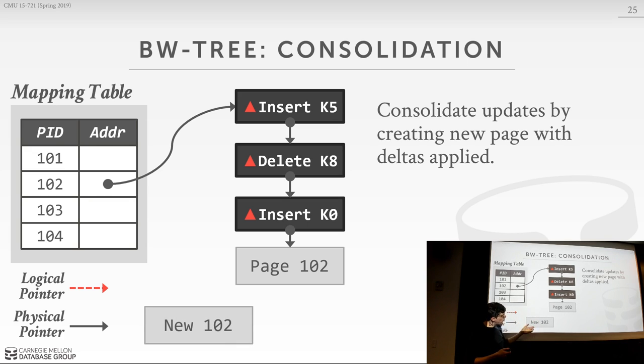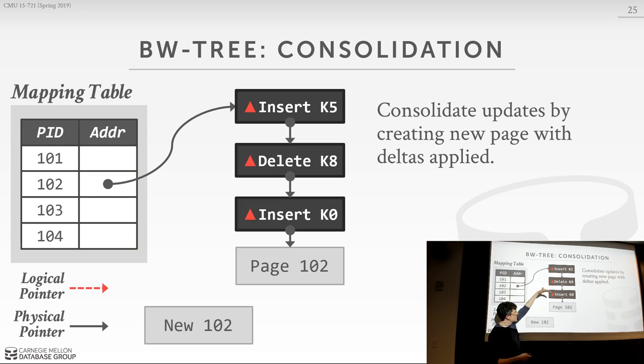So the very first thing you do is just copy the original base page into a new page, right? And then you apply the delta records in reverse order. So I'll first do the insert, and then delete, and then the insert up there. Let me take a guess why you do this in reverse order.